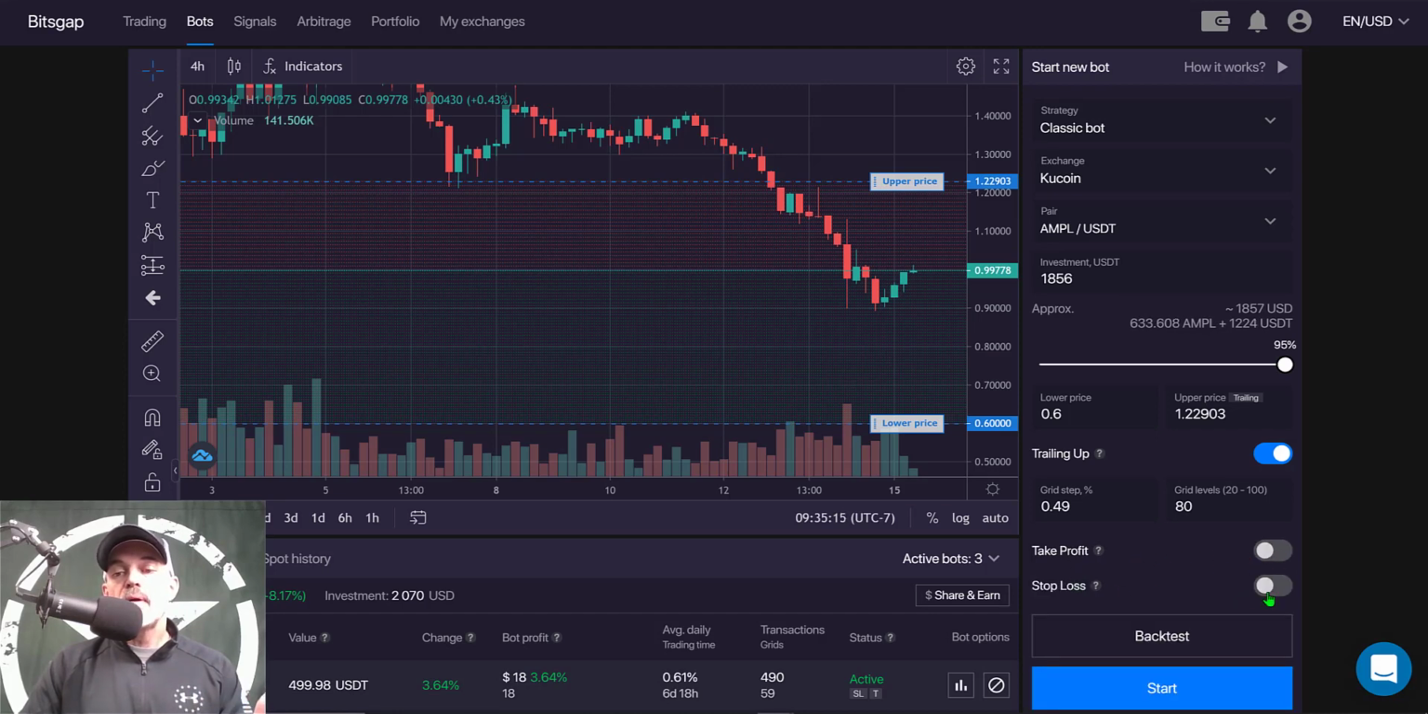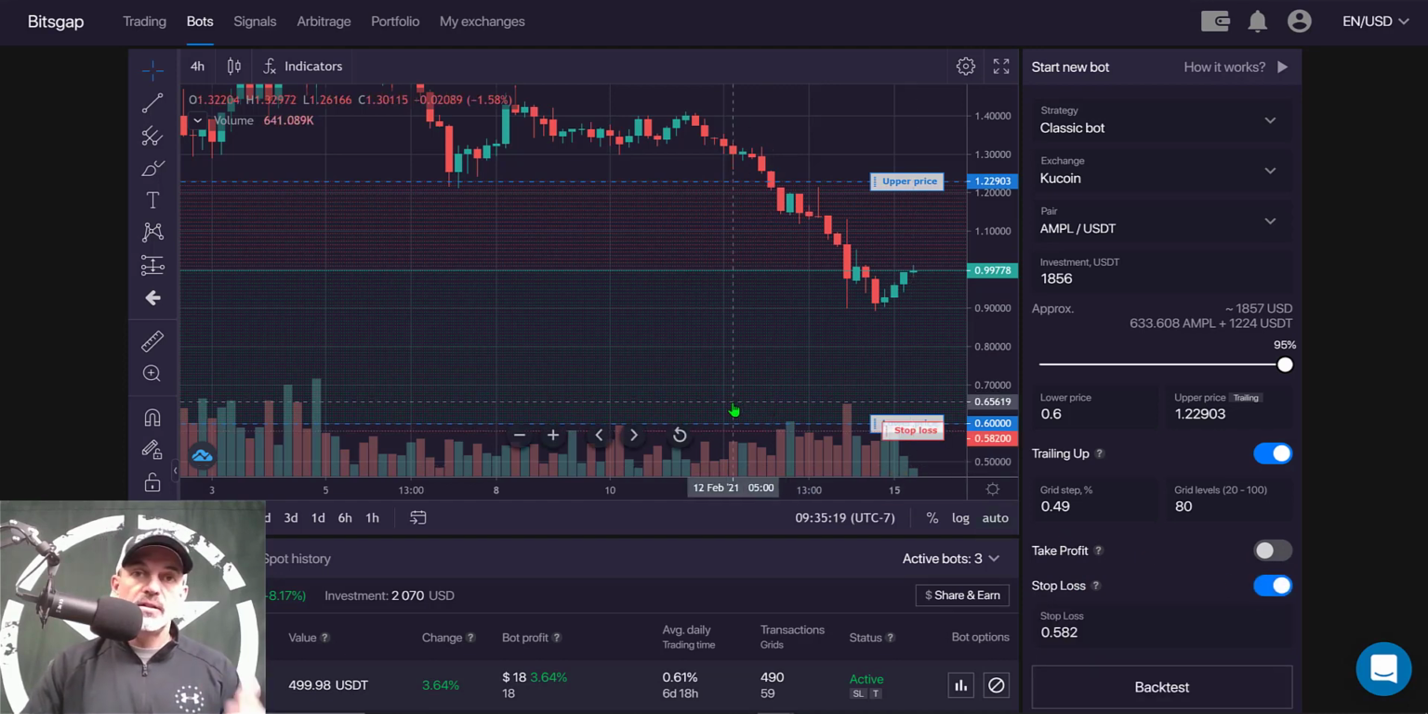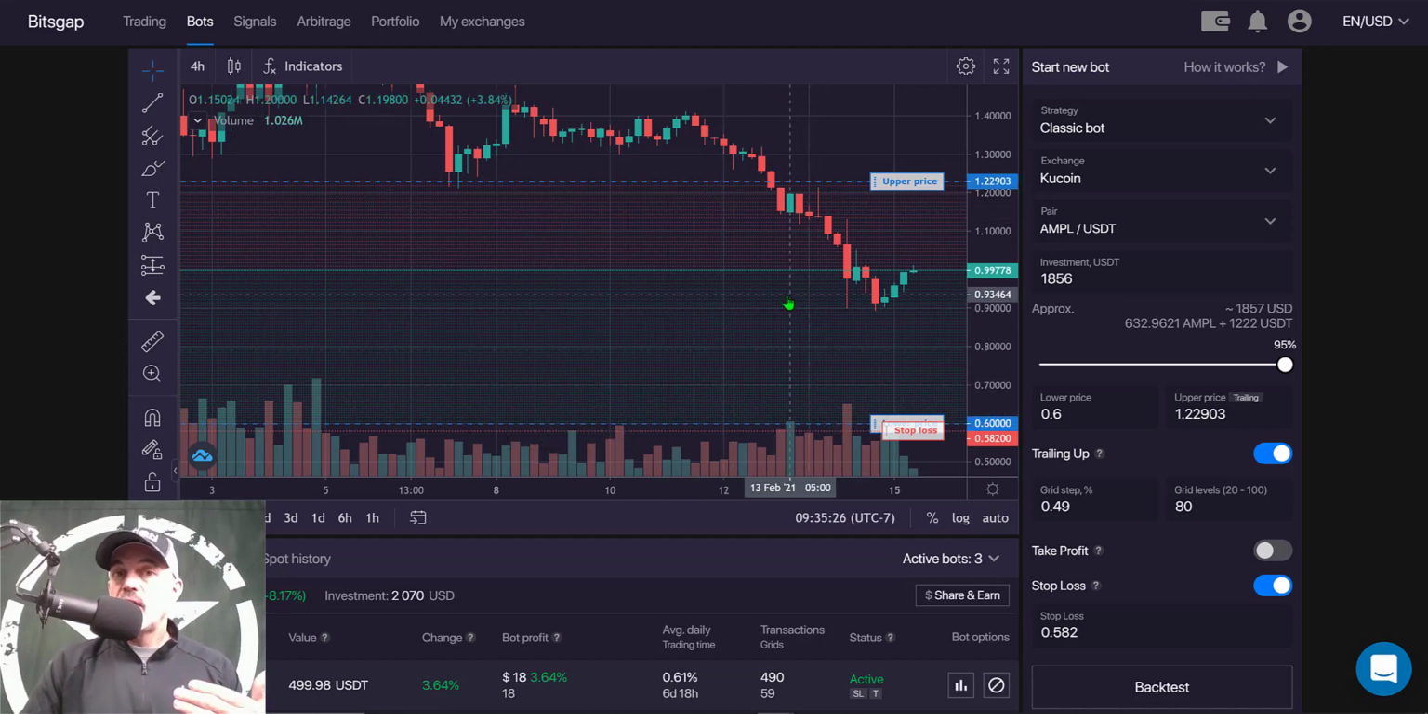Next is the stop loss feature. Now, I do utilize stop losses. Elite traders utilize stop losses. If we see a flash crash, like for instance on XRP, back when the SEC had a filing against them, I had a stop loss in place. I got stopped out before that flash crash bottomed out. I saved a lot of money by having a stop loss in place.